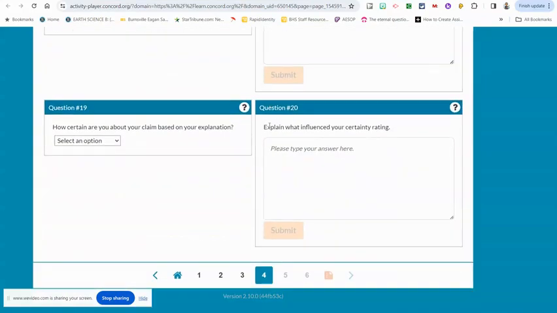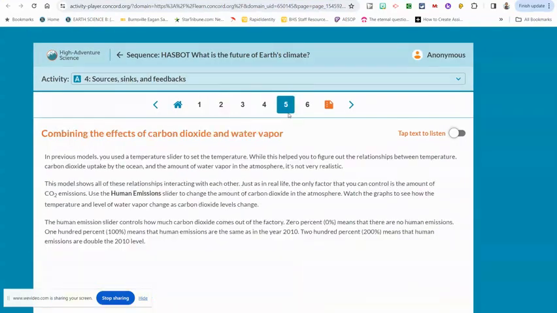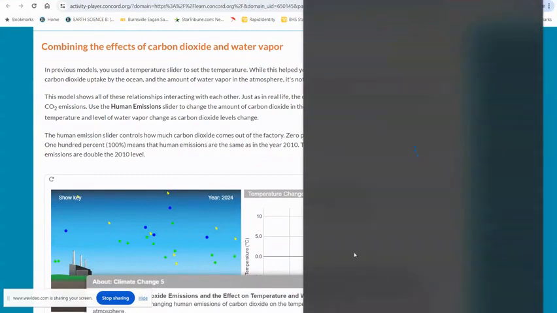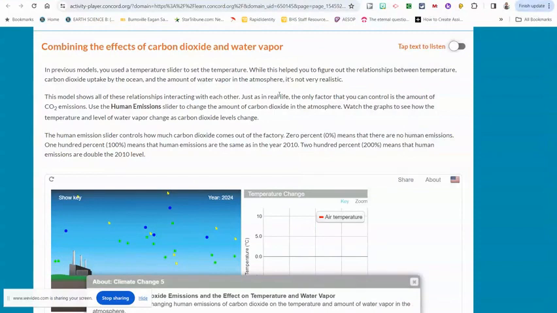We're not going to do that. We'll go to page 5. Now, combining the effects of carbon dioxide and water vapor is the next one. Sorry about that. There we go. It says in previous models, you used a temperature slider to set the temperature. While this helped you figure out the relationship between temperature, carbon dioxide uptake by the ocean, and the amount of water vapor in the atmosphere, it's not very realistic. This model shows all of the relationships interacting with each other.